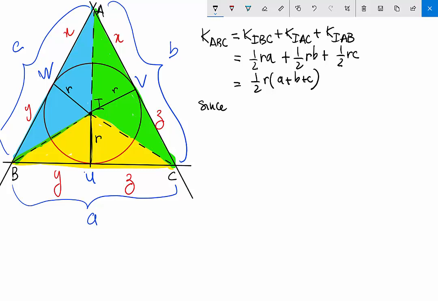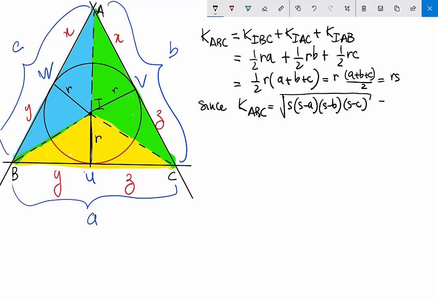Now, since the area of triangle ABC is the square root of s times (s minus a) times (s minus b) times (s minus c), and notice that I can rewrite this as r times (a plus b plus c) over 2, and that's half of the perimeter, so that's actually r s. So now we have that the square root of s times (s minus a) times (s minus b) times (s minus c) is equal to r times s.